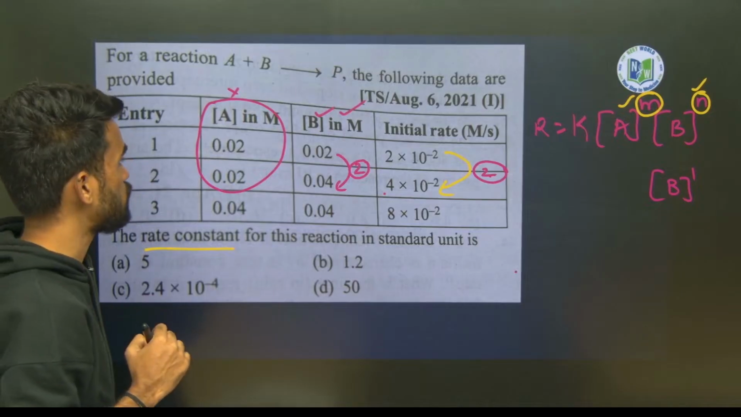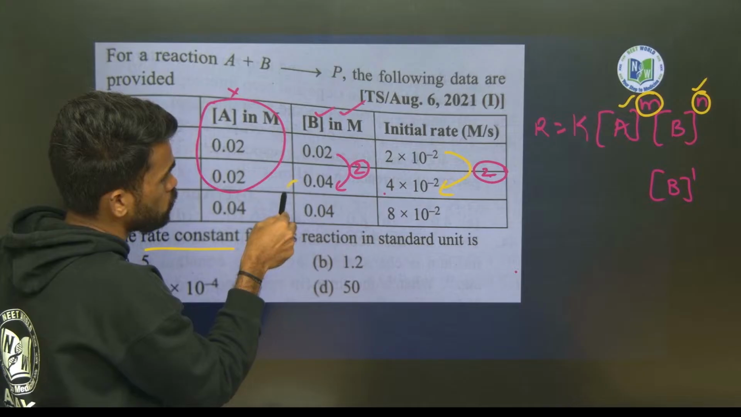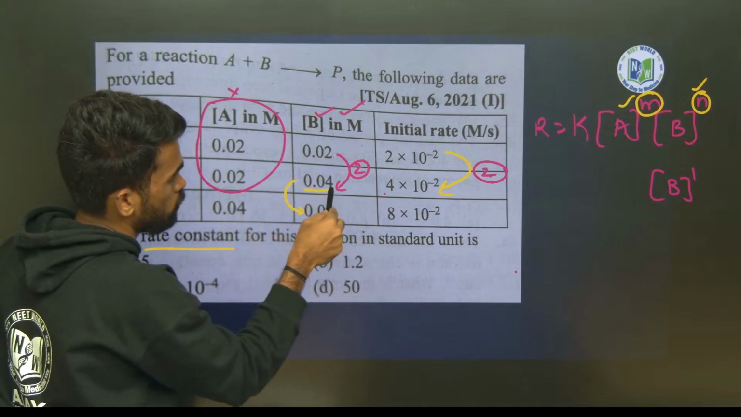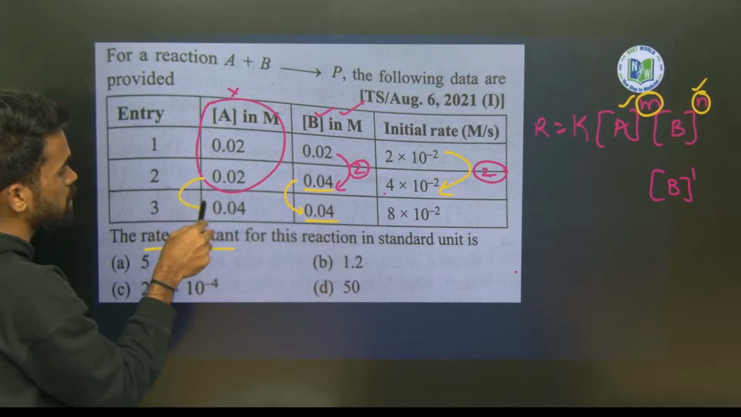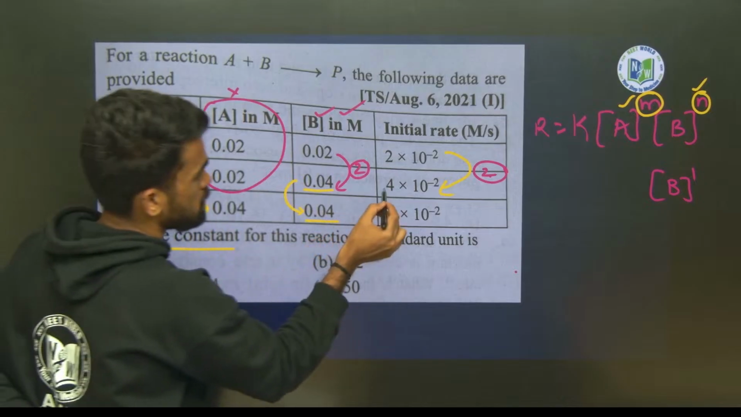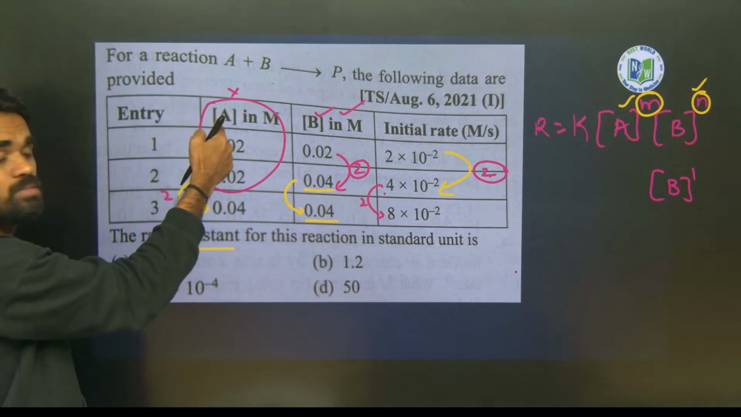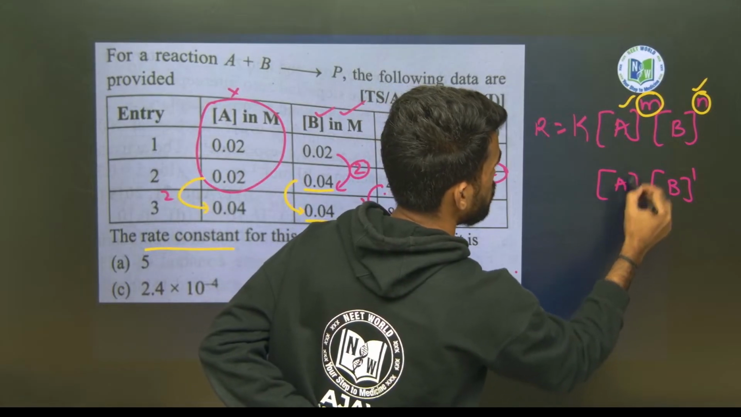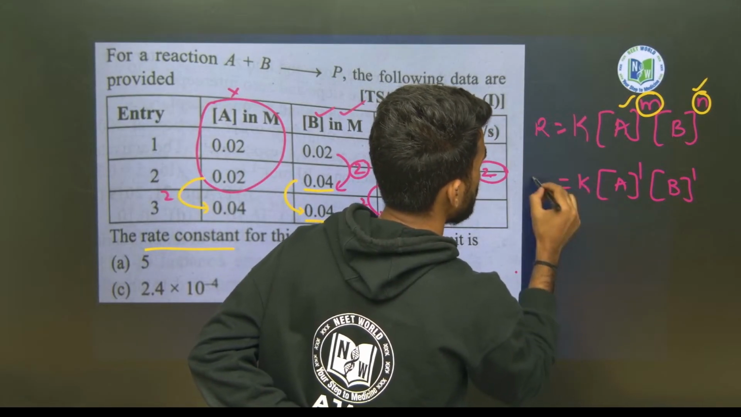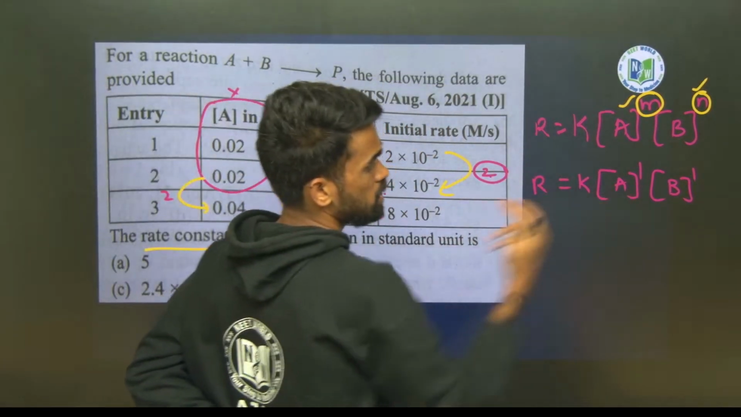Similarly, we need to find the order with respect to A. Look at here, the concentration of B is 0.04, here also 0.04, but the concentration of A is increased 2 times and here the rate is also increased 2 times. So I can say the order with respect to A is also 1. So here also I am writing 1. So the total order of this reaction is second order.